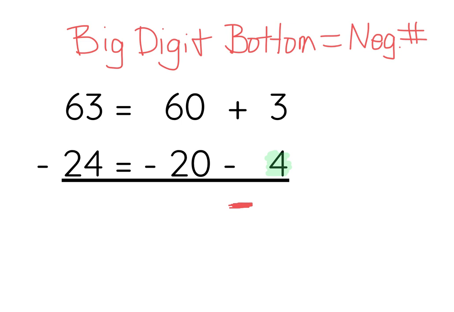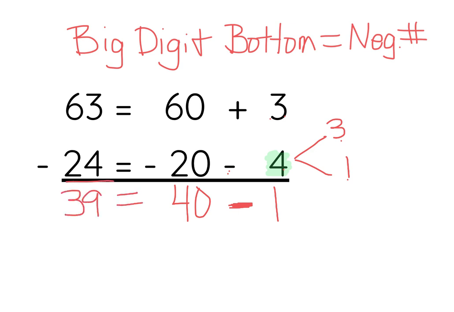All right, 60 subtract 20 equals 40. 3 subtract 4. Again, if you need to break that 4 apart into a 3 and a 1, 3 minus 3 equals 0. Subtract 1 equals minus 1. Using your partner knowledge, 40 minus 1 equals 39. And you can easily check it by saying 30 plus 20 equals 50. 9 plus 4 equals 13, which equals your 63.